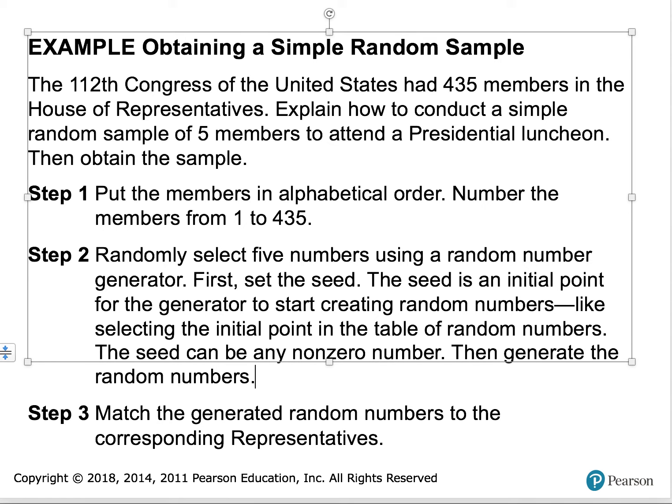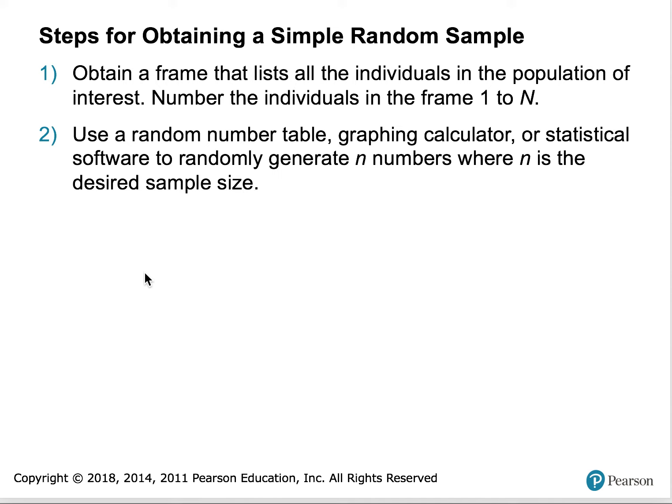So that's the steps for obtaining a simple random sample. List all the individuals, 1 to n. Use your calculator to tell you which ones to select. Details on using the calculator will be forthcoming.